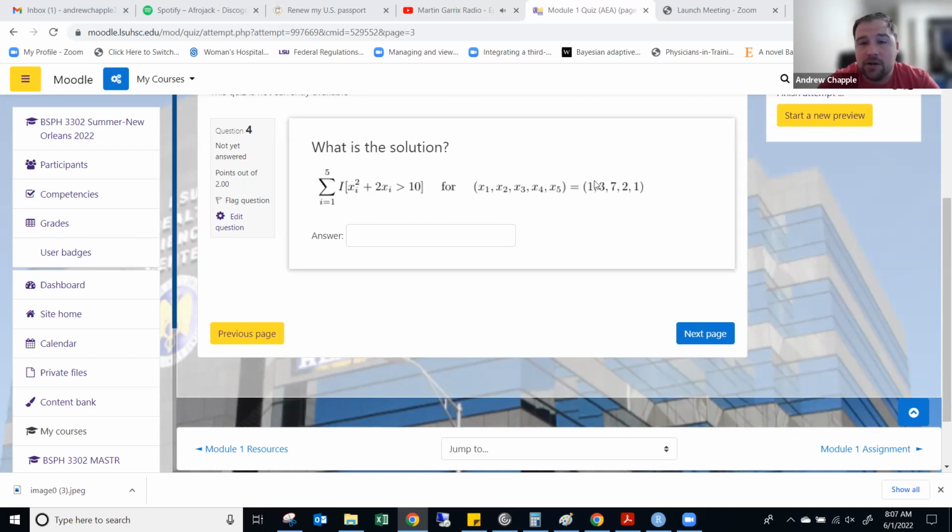So I can go back and look at all this. What is xi squared plus 2xi for xi equal to 1? That's 1 plus 2, which is 3. Okay, that's not bigger than 10. So the first thing I'll do is come here and work through everything. I've got my numbers 1, 3, 7, 2, and 1.